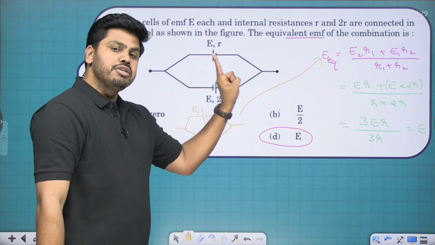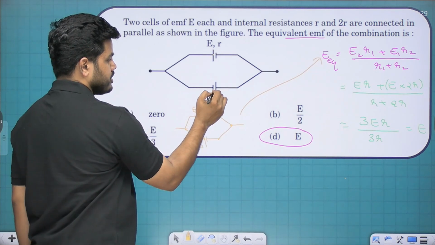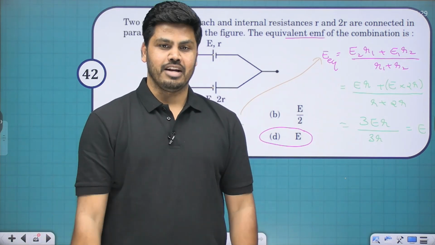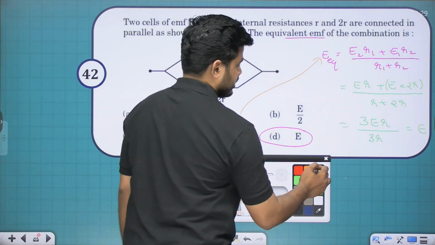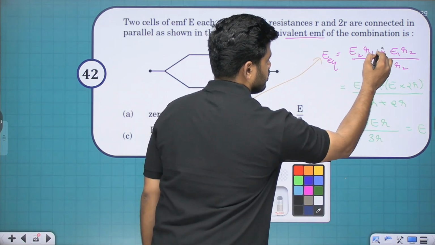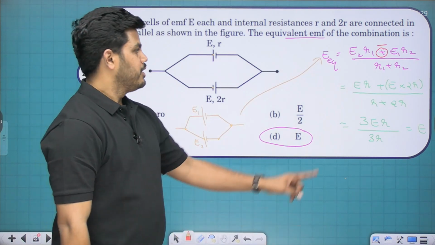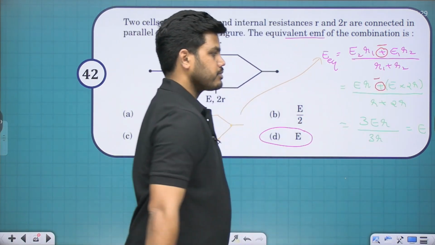But look at the combination given. In the combination given, the positive terminal is connected to the negative of the second. These are called reversed cells, right? Reversed cells. If they are reversed cells, instead of plus, what should be the sign? Instead of plus, it should be minus, right? Minus. So that is what we have to do here. There will be a minus sign here.